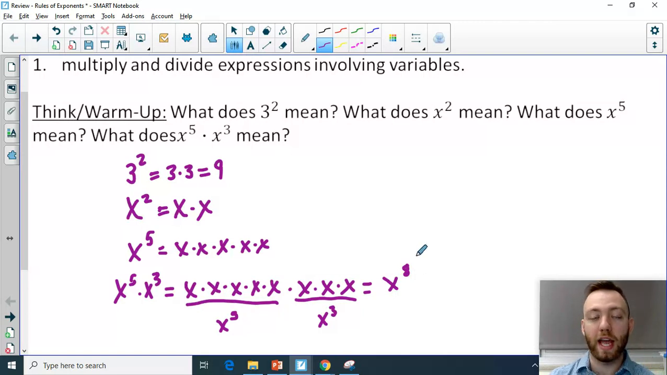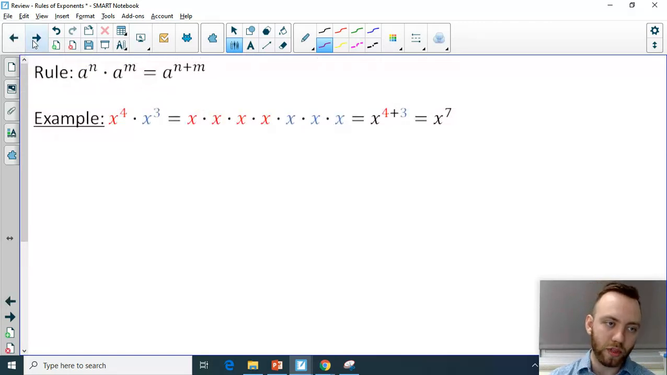And that pattern is absolutely going to persist later on, and that's our first rule for our powers, right? So if we have a to the n times a to the m, the new exponent is a to the n plus m. And that's a general term. And what this is saying is if you have 2 things multiplied together with the same base, we call this the base, 2 things multiplied together with the same base, then you're going to add their exponents.